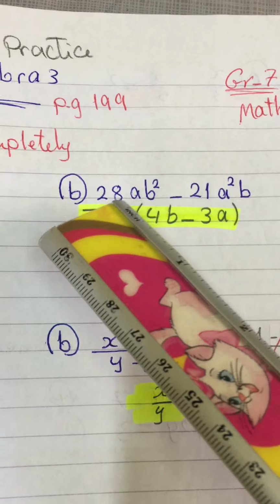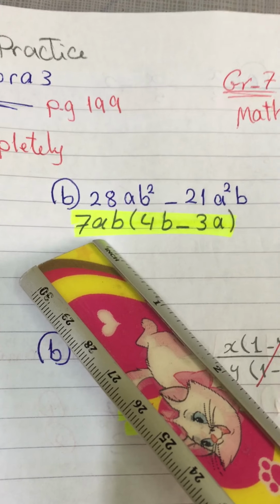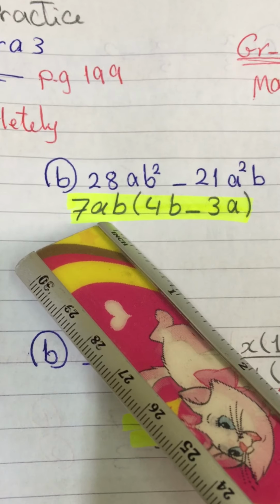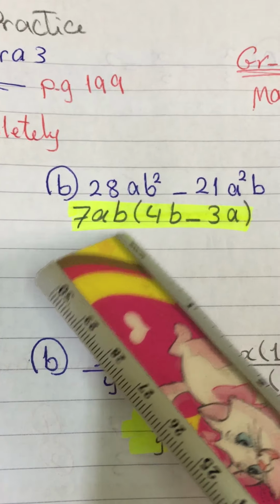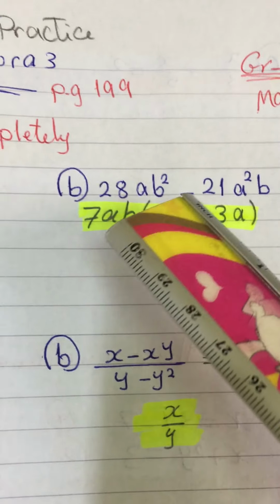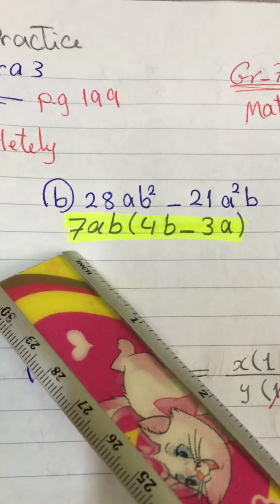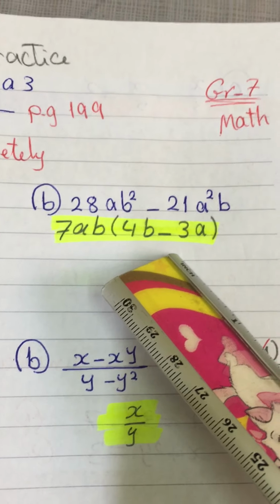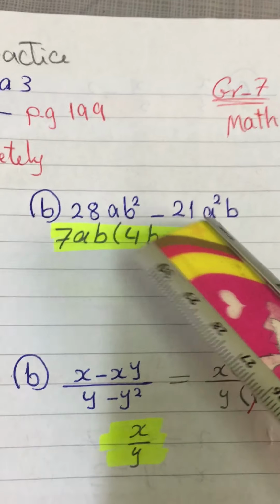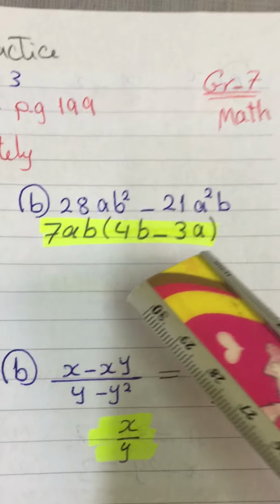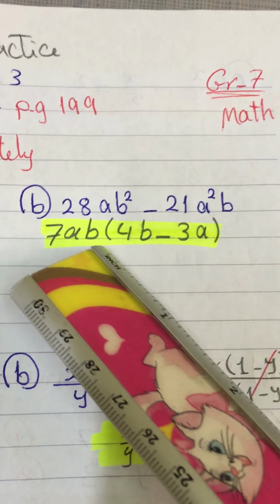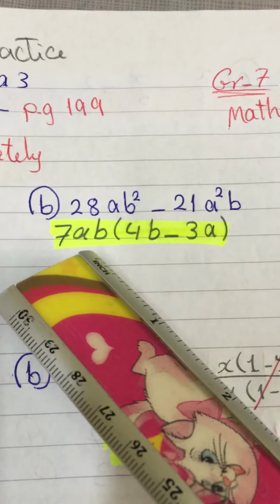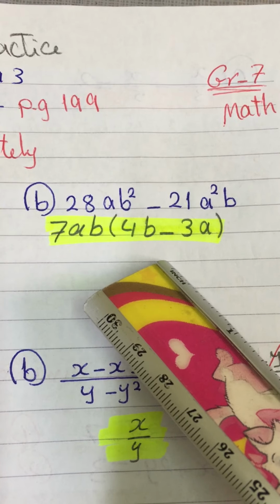Open brackets and take 28ab squared divided by the common factor. So 28 divided by 7 equals 4. A cancelled with a, give me 1. B squared divided by b, minus the power, so it will be b. Negative 21 divided by positive 7 equals negative 3. And talk to yourself to write the correct sign. A squared divided by a, minus the power, it will be a. B with b cancelled, give you 1. So the factors here: 7ab multiplied by the brackets 4b minus 3a.